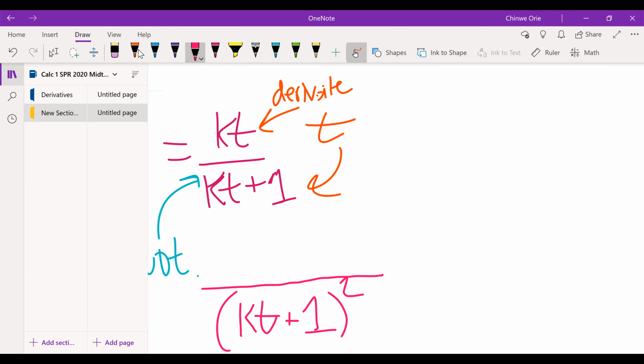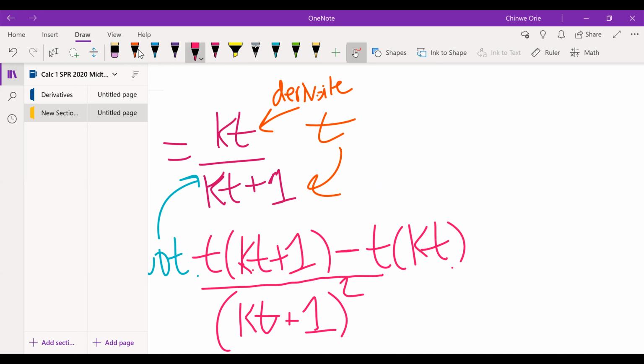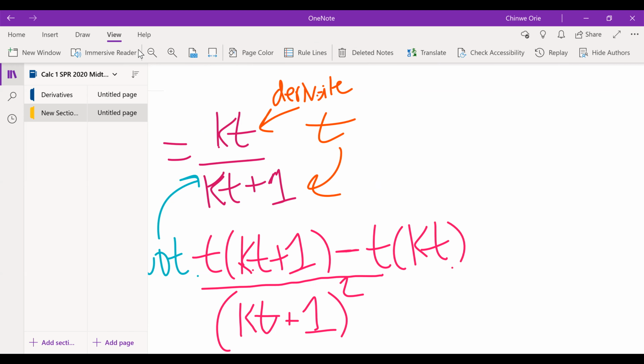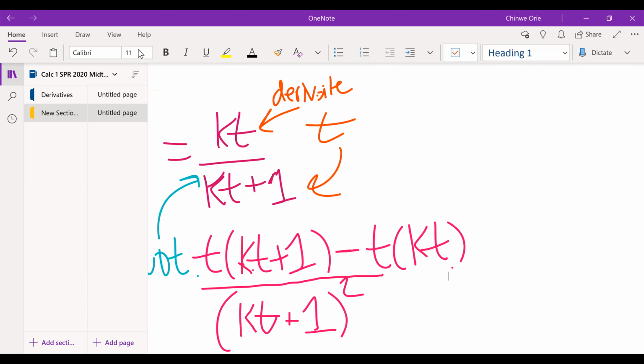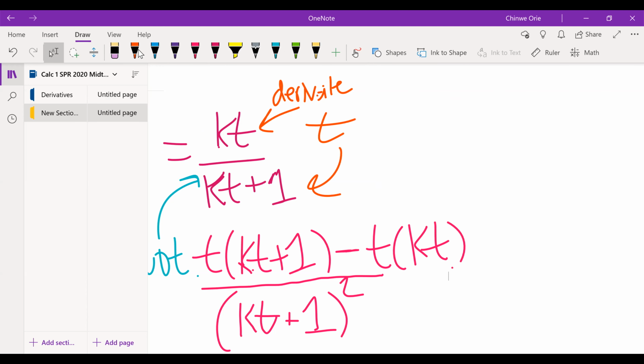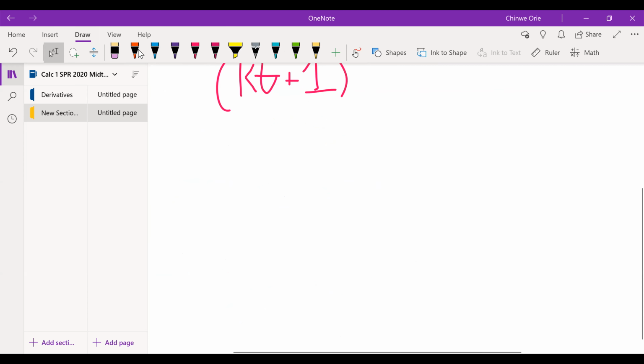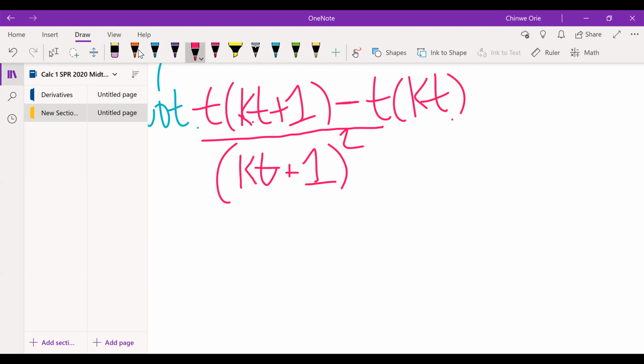Okay. So now we're going to have the derivative of the top times the derivative of the bottom, which is derivative of the top times the bottom. Sorry. So you're going to have t times kt plus 1 minus t times kt. Hopefully this makes more sense. I thought you had to take derivatives and use k as something. Well, that's okay. We have it all figured out now.